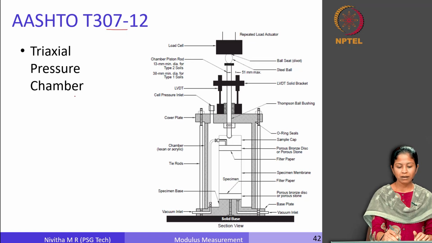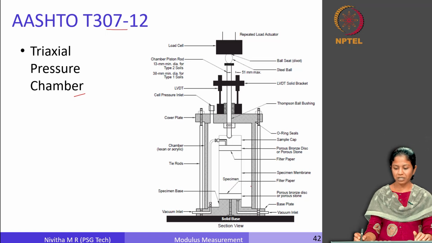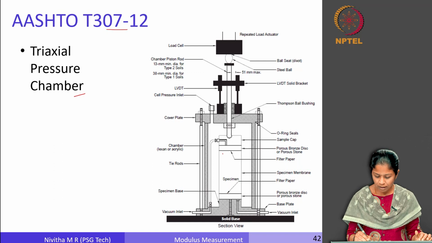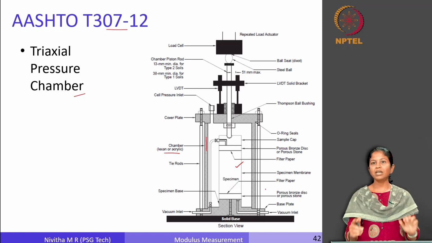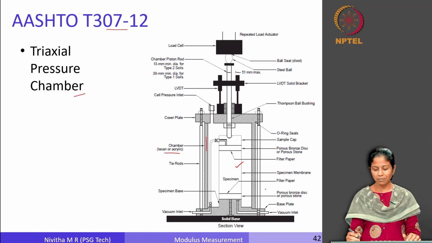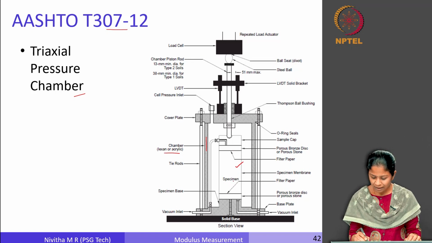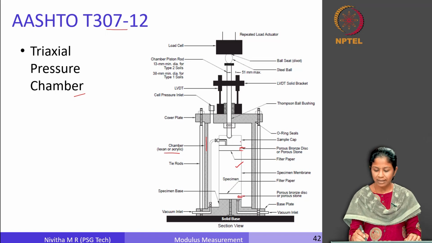There is a triaxial pressure chamber which is used for measurement. This is how the experimental setup looks like. So, we have a specimen that is kept inside a chamber. The whole thing is actually a chamber here, and they say that we need to have an acrylic wall to see through, and see when the specimen is failing if something like that happens. And there are base plates here. There are two porous membranes between which the sample is sandwiched. There is a sample cap and it is all sealed nicely.